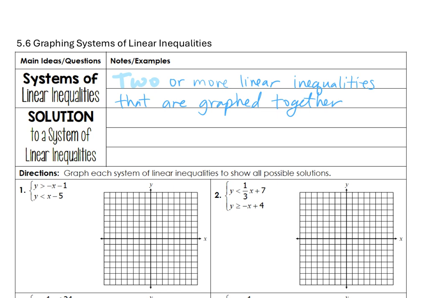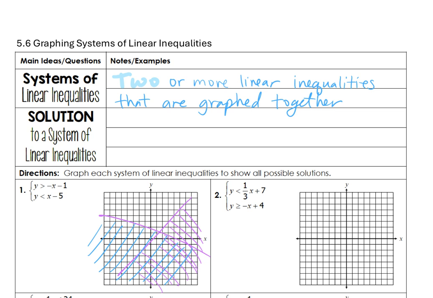All right, a solution to a system of linear inequalities. Go back to equations. When it was a system of equations, what was your solution? When you graphed a line and graphed a line, what was your solution? The point where they intersect. It's different today, because now you're going to have a line with shading and a line with shading. Where do you think your solution lies? Where they're both colored, the overlap.